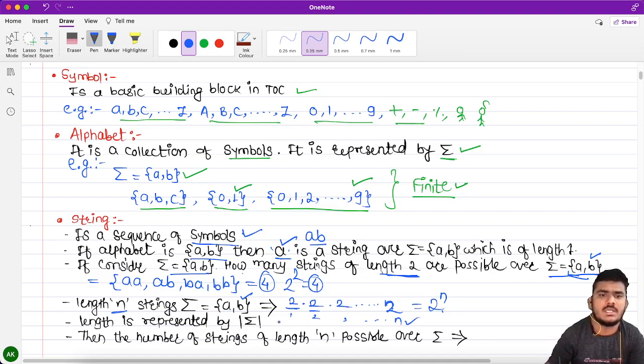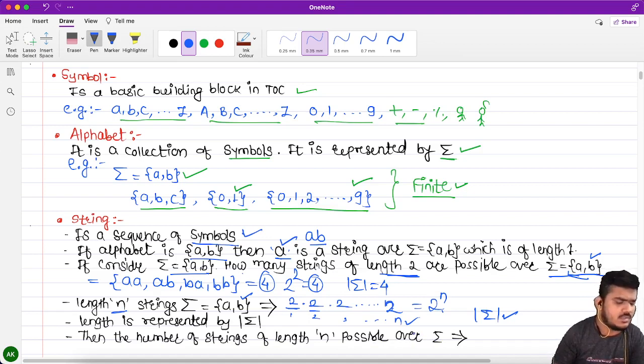So length is represented by this symbol. Okay, we can say that mod of sigma, that is called the length of the alphabet. Okay, it will calculate the length. So in this example we will represent length or number of strings equal to 4. Okay, so this is called the number of strings or length of the strings. Okay, then the number of strings of length n possible over the alphabet.